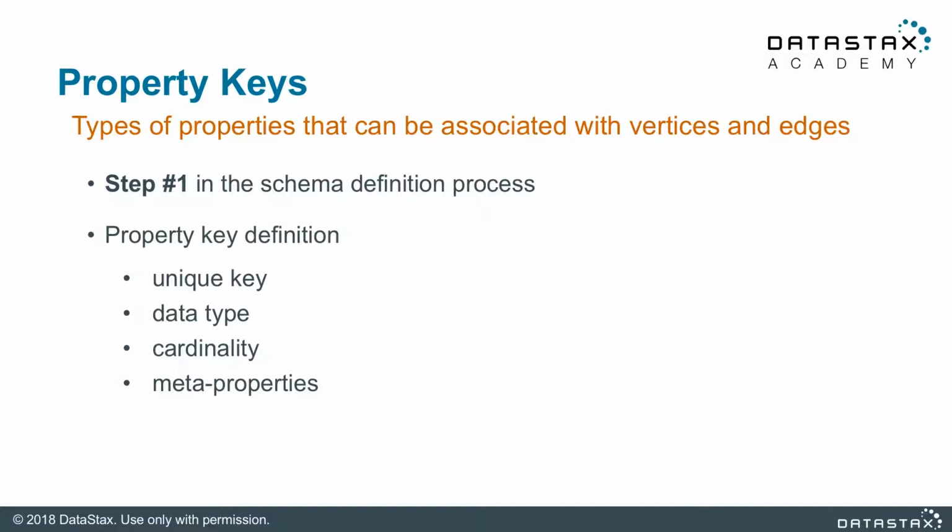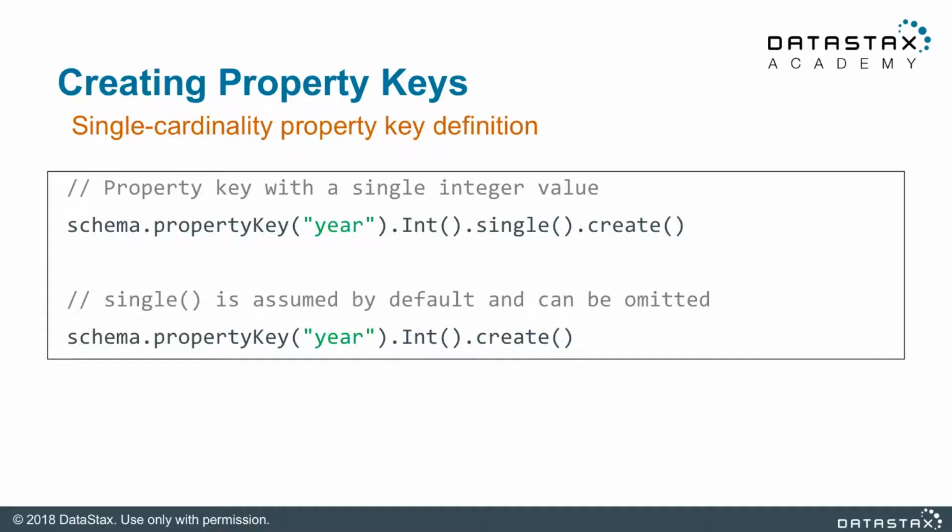These attributes can then be associated with vertices and edges, however, they are independent. Here's how you typically define a property, specifically a single cardinality property key, which is the most frequently used. You can see here that we define a property key name, then data type, and then the cardinality, though single cardinality is assumed by default.